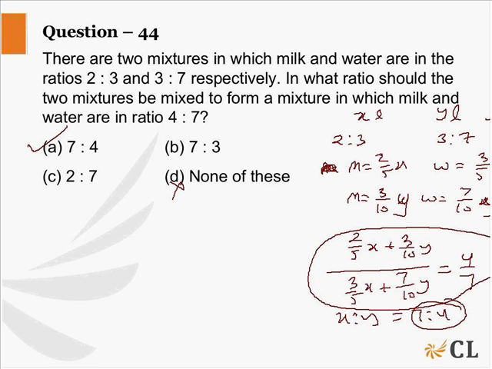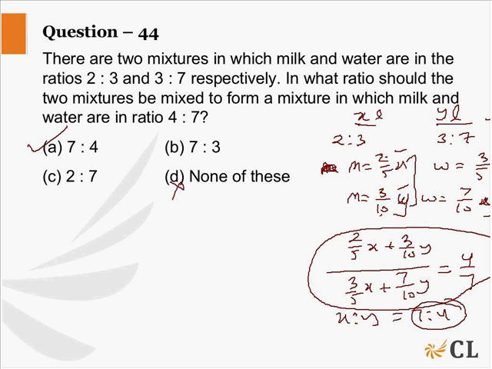I repeat this, X liter and Y liter are the total quantities of the two mixtures. The ratio in the first one is 2:3, so milk is nothing but 2 by 5 of X and water is nothing but 3 by 5 of X. Okay. Similarly, in the second one, it is 3 by 10 of Y and 7 by 10 of Y. So total milk is this plus this and total water is this plus this. The ratio of the two has to be 4:7.